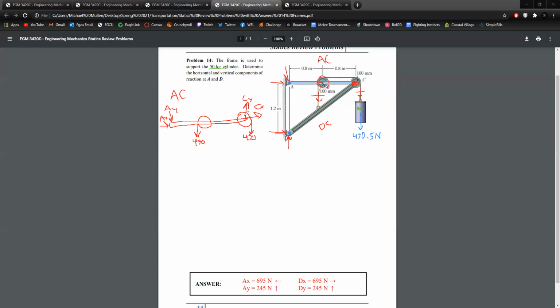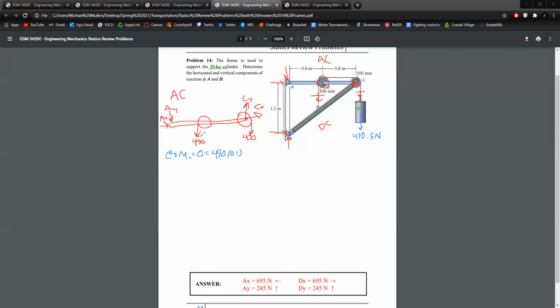So knowing that, our goal is to find the reactions at A and D. So we can go ahead and do a moment at C. We can do a moment at C is equal to 0, is equal to, if we're going clockwise, we'll have a plus 490, and it's technically 490.5. I'm just writing 490 for the sake of it. It's times 0.1 meter.